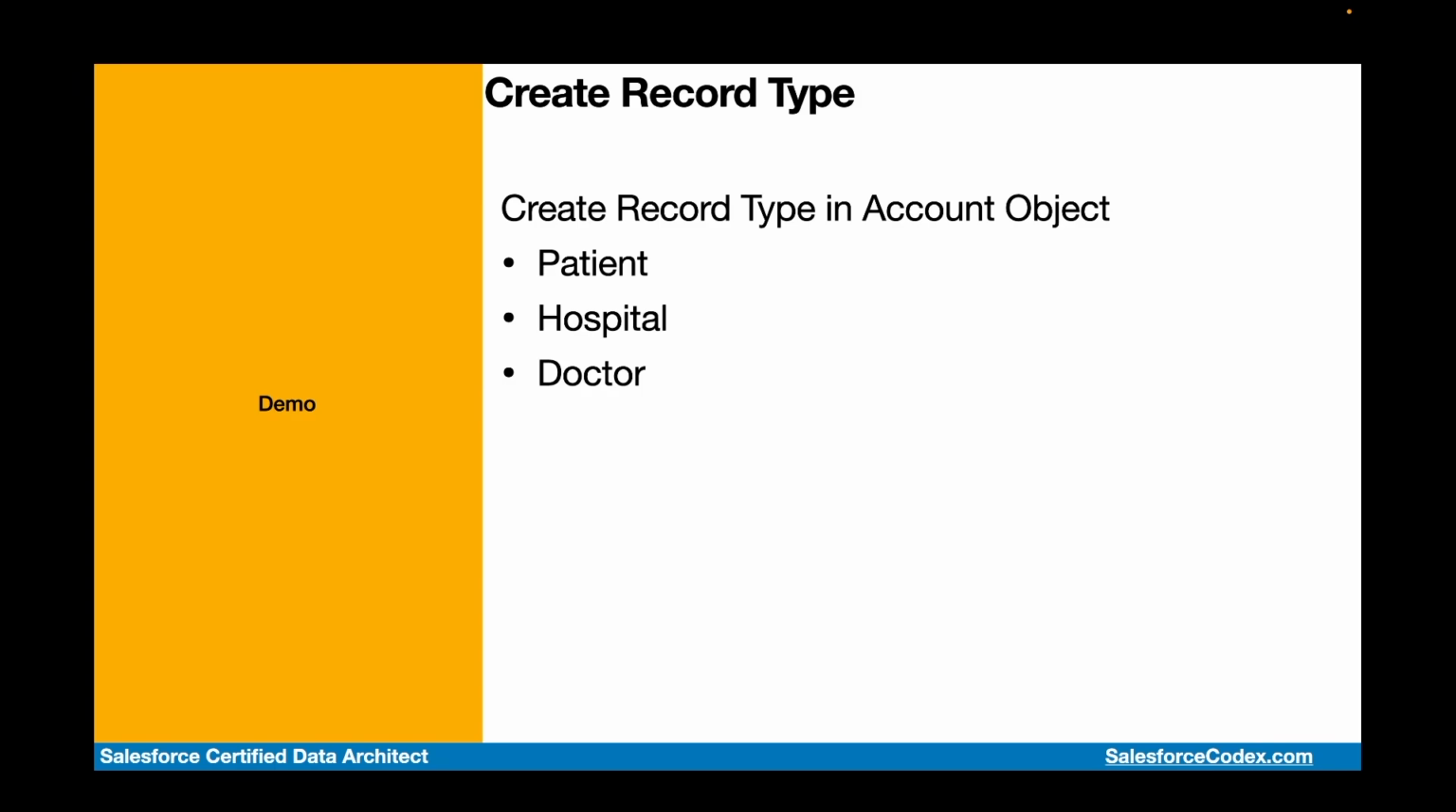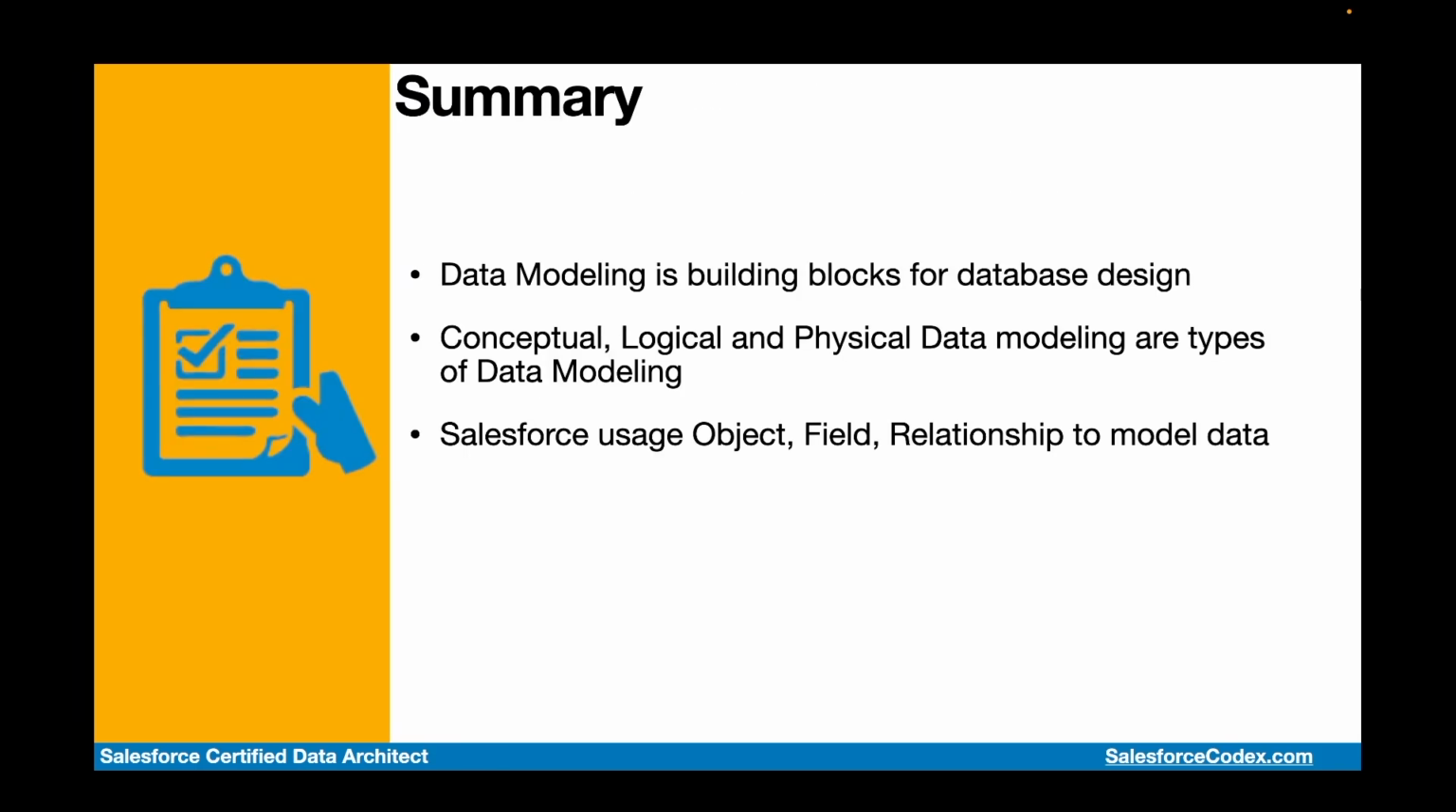So you can also think of record type as a part of data modeling, because you are not creating different objects to store different data, right? We are just using the same object, with the record type we are storing in the same object, right? So we can say record type is also a component of data modeling.